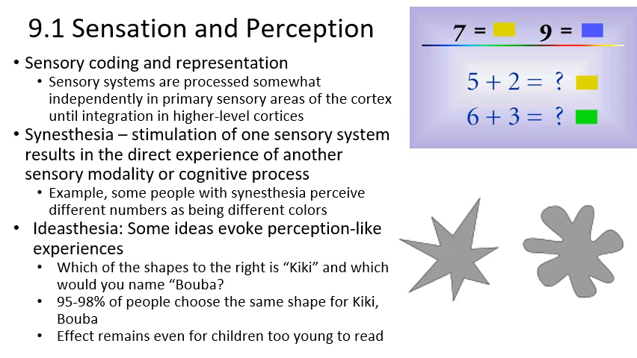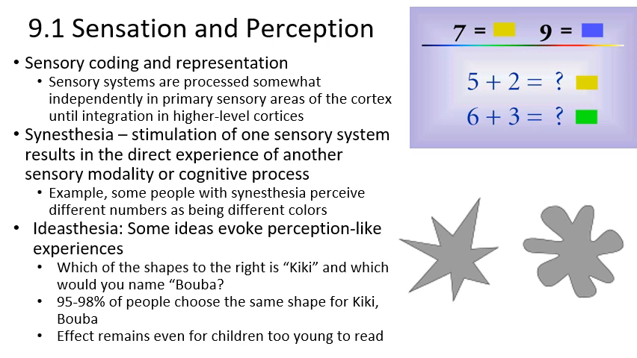Or if 7 is yellow and 9 is blue, and you ask them 5 plus 2, it's yellow, and yellow and 7 will be kind of synonymous with them. They might see yellow in their head when they think of 7. And this synesthesia is associated with creativity. It's also associated with better memory because if you're encoding information in multiple sensory modalities, in auditory and visual, there's a better chance that you're going to remember it.